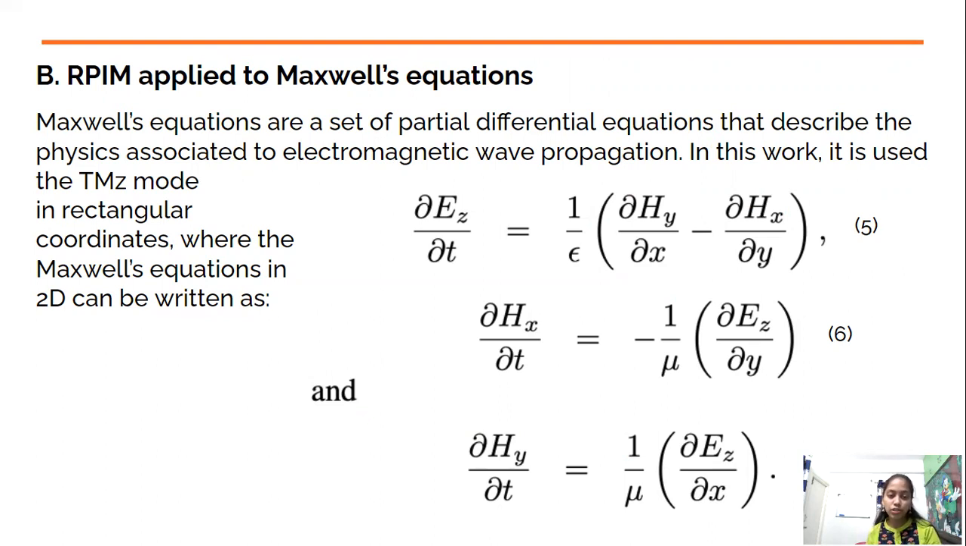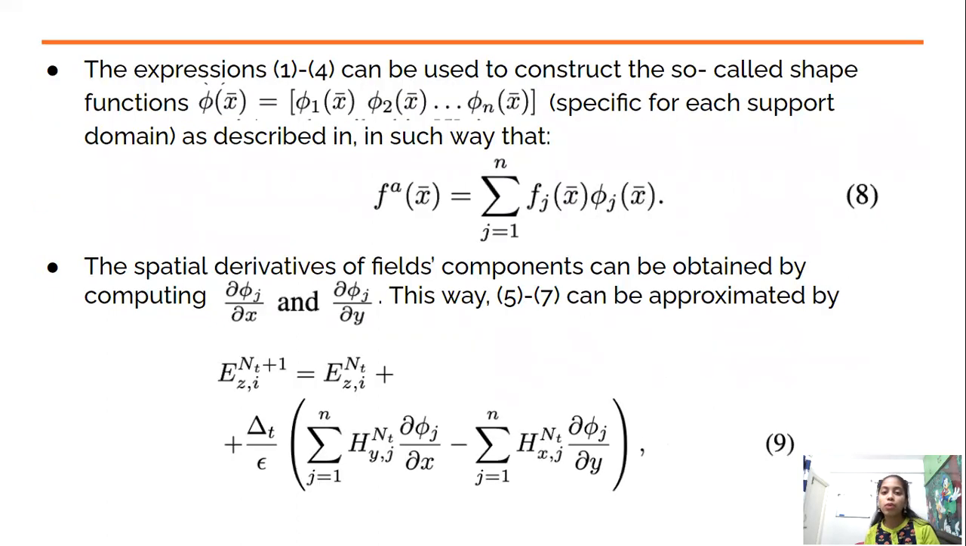coordinates, where the Maxwell equations in 2D can be written as the derivative of Ez equals 1 by epsilon naught times the derivative of Hy with respect to x and Hx derivative with respect to y. The expressions 1 to 4 can be used to construct so-called shape functions.